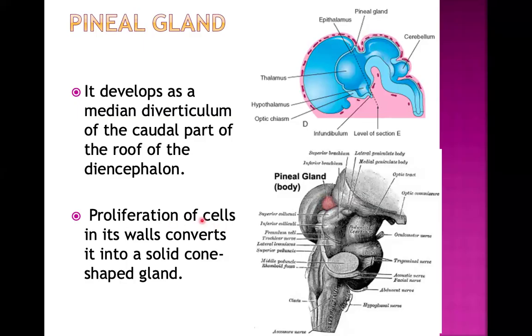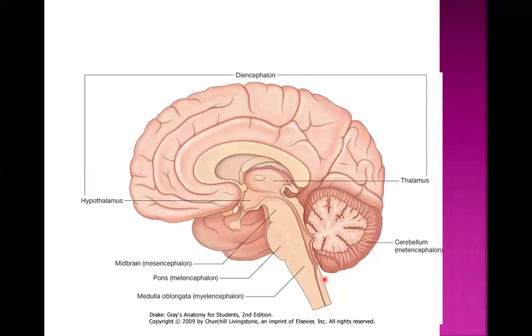Proliferation of cells in it converts it into a solid cone-shaped gland. Once the diverticulum is formed, you have growth of cells into it, and it makes it solid. Initially it has a lumen, but eventually it becomes solid. Right, so that would be the pineal gland and pituitary gland in a sagittal section.